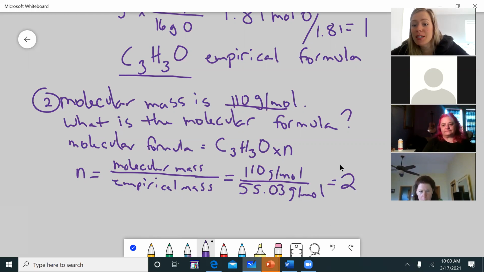All right, so now you need to take that 2 and put it into this initial equation where we multiply each of the subscripts by 2. So it should be C6, H6, O2. This would be your molecular formula. All right, so first solve for n, then multiply that by the empirical formula. Figure out how many times bigger it is, and then make it that much bigger.